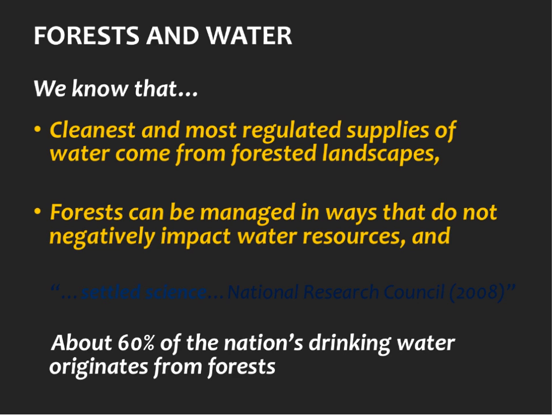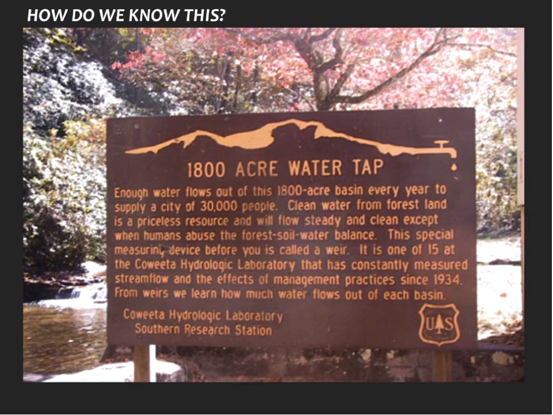And it's a good thing that we know about that, and a good thing that we know the value of forests for supplying water, because about 60% of the nation's drinking water supply originates from forests. Now, how do we know this? Well, one of the reasons that we know this, and one of the reasons that it is settled science, is this is an area that we literally have decades of scientific information on. The original origins of the U.S.